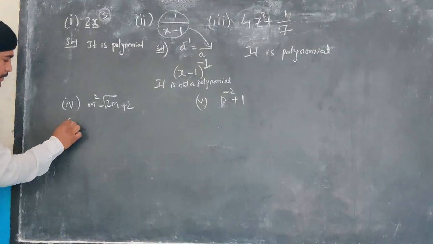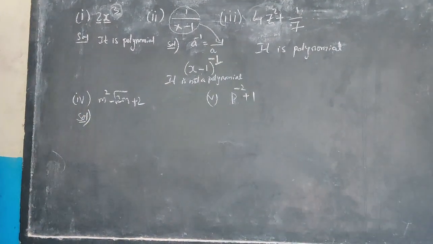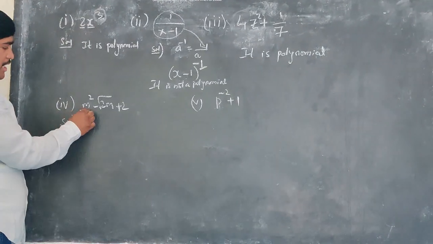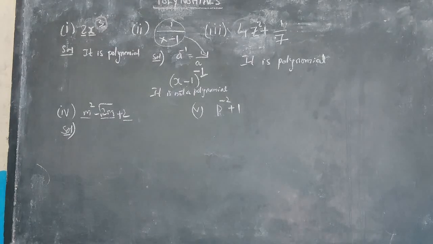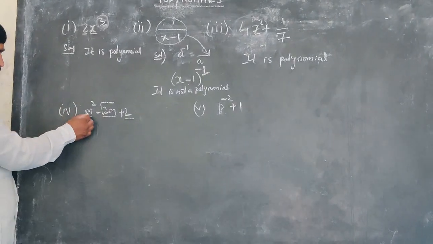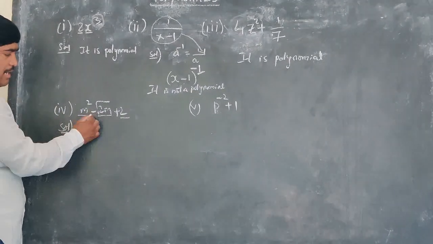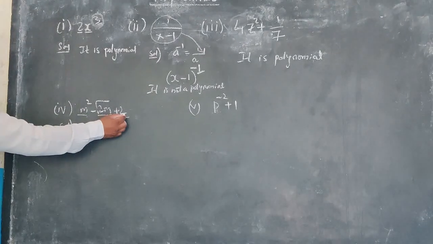Now similarly, if we go for the fourth problem, look at the polynomial. How many terms are there? m square minus 2m plus 2 are the three terms present here. Now if you observe, m square and minus 2m are the variable terms and this is a constant term.